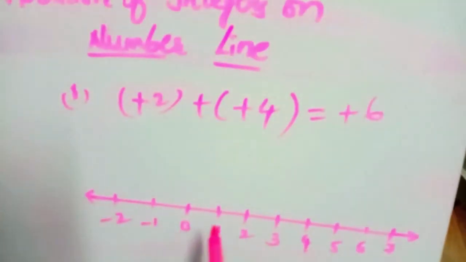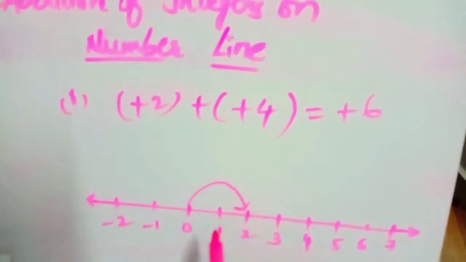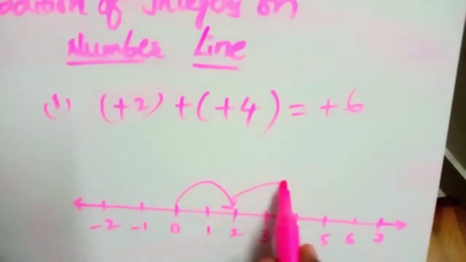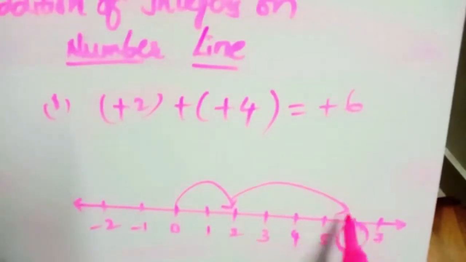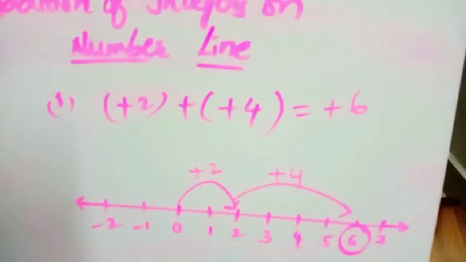So what is the meaning? First of all we need to locate the 2 here, and after that we move 4 steps from the 2, then you will get the answer 6. So here we are adding plus 4 steps to the 2.